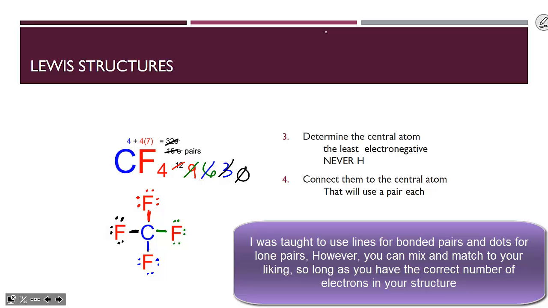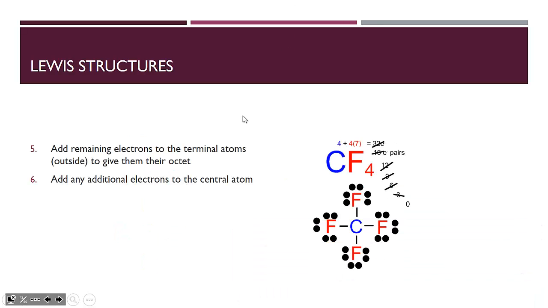I'm all out. If I had any left over, they would go on the central atom, carbon, but since I don't have any left over, I need to check to make sure I'm at my lowest energy state for everyone. So I go back and check. Carbon, 2, 4, 6, 8. Carbon has its lowest energy state. Each one of my fluorines has 8 electrons around it, so they're at their lowest energy state. As long as everyone's at their lowest energy state, this is a valid Lewis structure for carbon tetrafluoride.